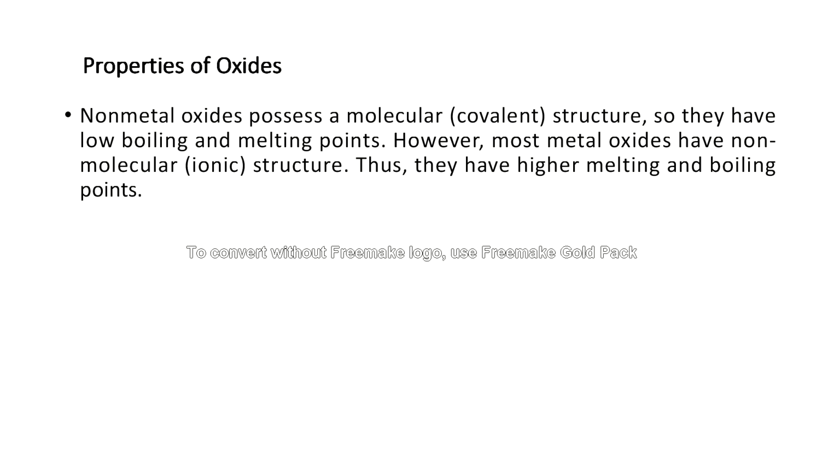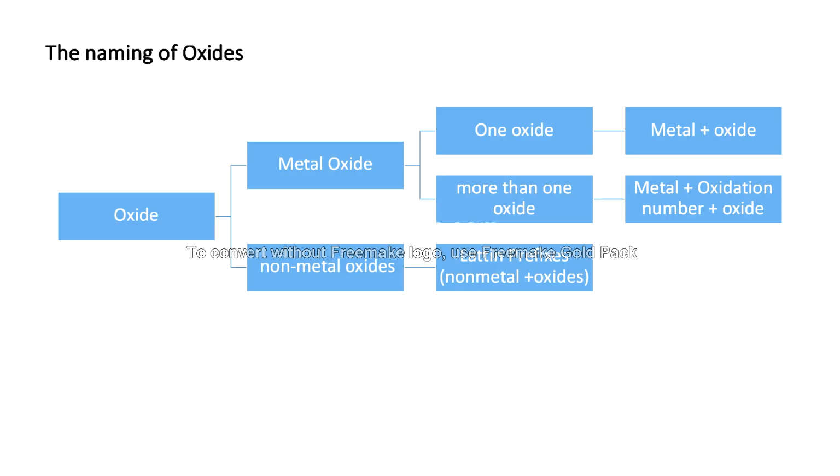Here we need to distinguish between metal oxides and non-metal oxides. The non-metal oxides have a covalent structure or molecular structure, so they have low boiling point and low melting point. In the case of metal oxides, they have ionic structure, and then they have higher melting point and boiling point.